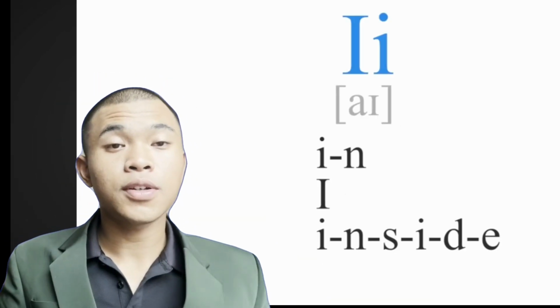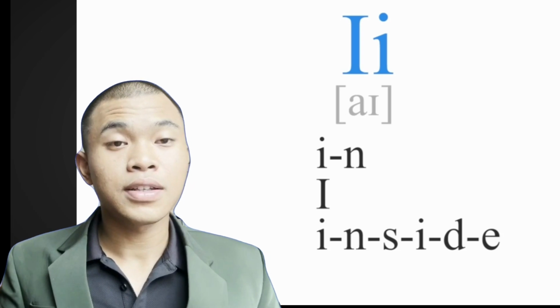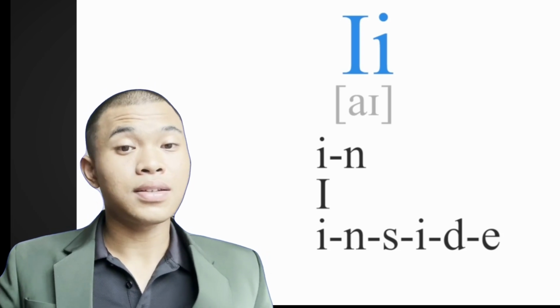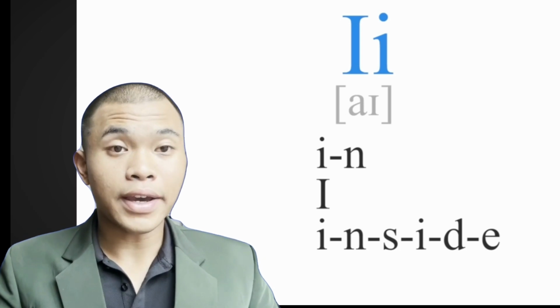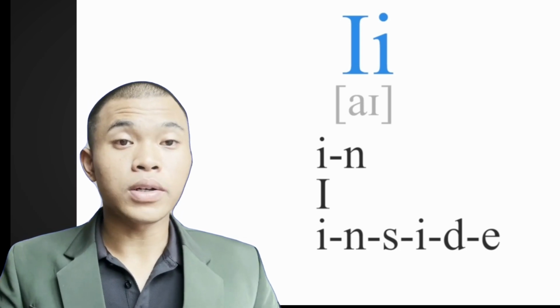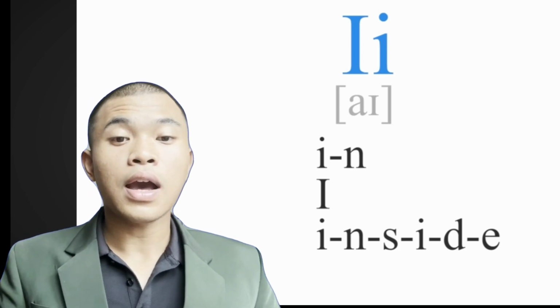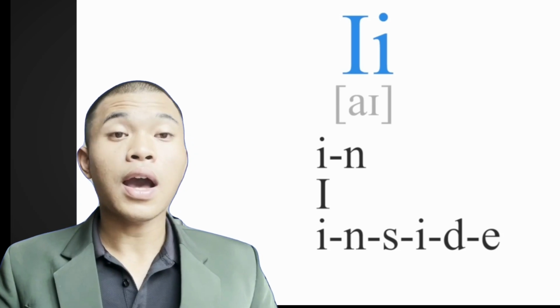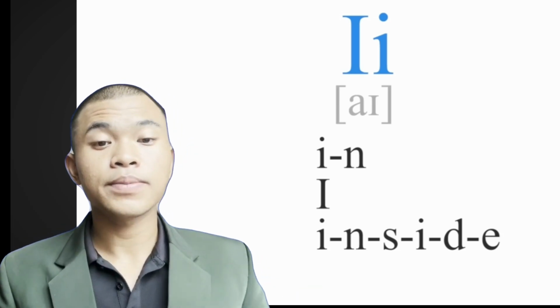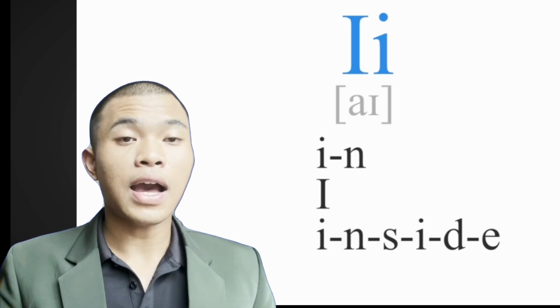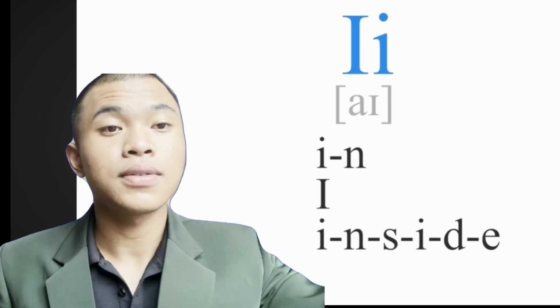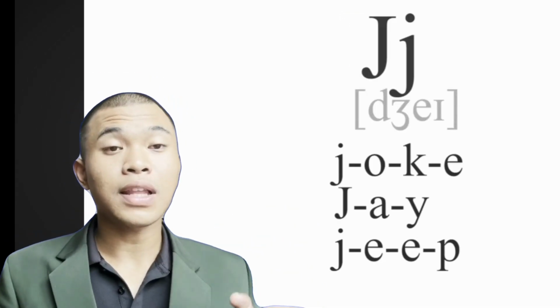The big one, it sounds like I. The small one, it sounds like I. The IPA pronunciation, it sounds like I. Example of word: in, I, N. Inside, I, N, S, I, D, E.